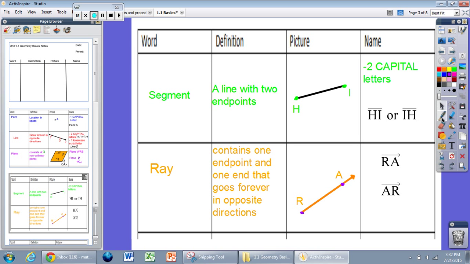Alright, so if I'm looking at my label right here, this is telling me that R is the endpoint and A goes on forever. And if I look back at my picture, that one is actually correct. R is my endpoint and A is going on forever. So I can't name it this way because that is saying that A is my endpoint and R goes on forever. And if you look at the picture, that's not the case. Okay, so with rays, you do need to be careful on how you name them because there's only one way that you can name a ray.